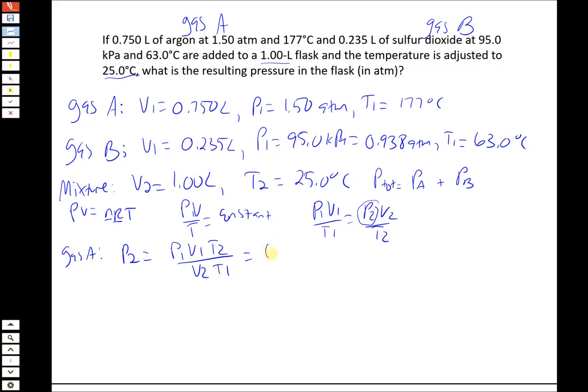So it's going to be 1.50 atmospheres for P1, 0.75 liters for V1, and then T2 is the final temperature after mixing, which is 25 Celsius. So those are going to be the same for both gases after they're mixed. And then in the bottom, V2 is the final volume, which is 1 liter. And then T1 is the initial temperature of gas A, which is 177. So we need to convert that to Kelvin, so that's going to be 450.